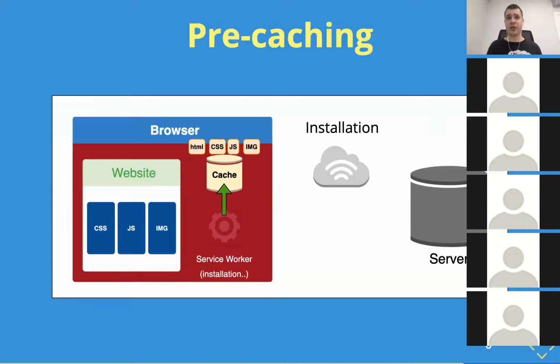It's called pre-caching. Cache whatever makes the most sense at the beginning of the user's journey. And only when this caching has happened, service worker is considered by the browser as installed, which means that from now on, all requests will go through this service worker.